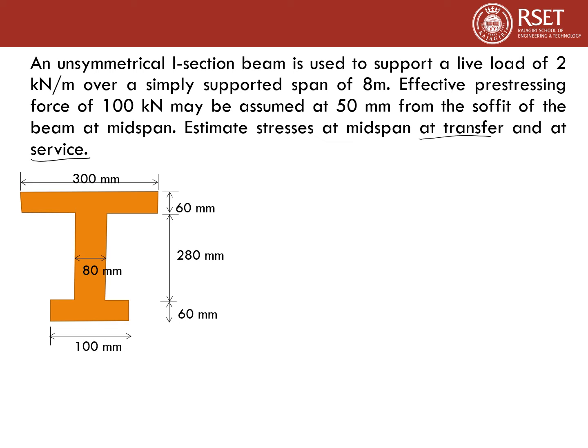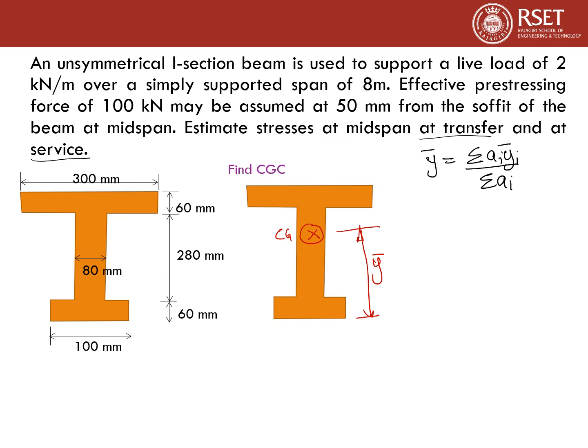First step is we have to calculate the centroid of the cross section. So for that, we know the centroid of a rectangle. So using that, we can find the centroid of this unsymmetrical I-section. Let the centroid be located at a distance of y bar from the bottom. Then the y bar can be calculated using the centroid formula, y bar equal to sigma ai yi bar by sigma ai. For this purpose, let us divide the area of this cross section into 3 rectangles as shown.